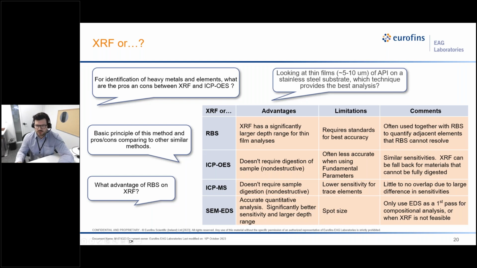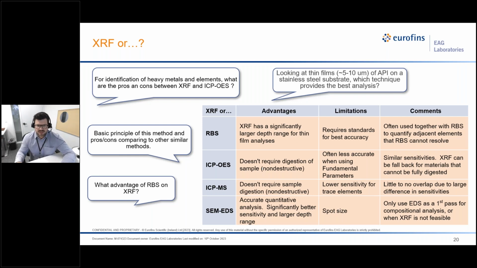In regards to XRF versus RBS, we're strictly comparing them for thin film analysis. One advantage as far as XRF is concerned is the significantly larger depth of range for measuring thin films. A limitation is that standards would be required in order to get the best accuracy. Just a general comment, it's often used together with RBS to quantify adjacent elements that RBS cannot resolve. The rest of these comparisons are for bulk analysis.